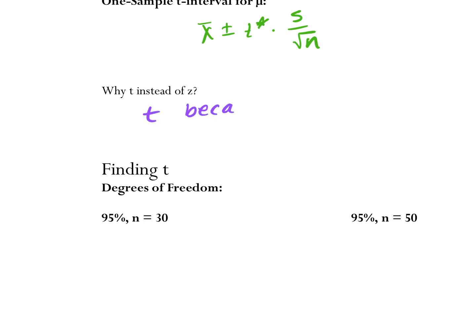Okay? So we choose T because S is a meh estimator of sigma. P hat is an awesome estimator of P. S is a meh estimator of sigma.